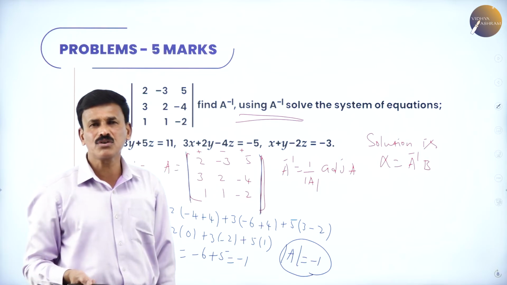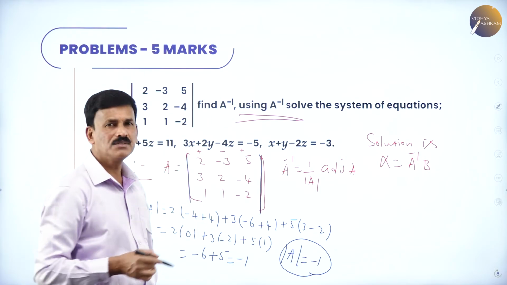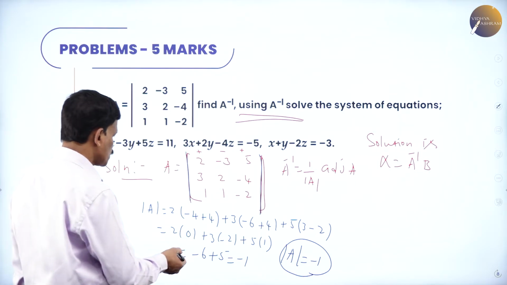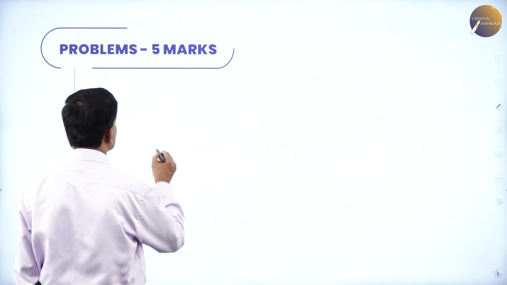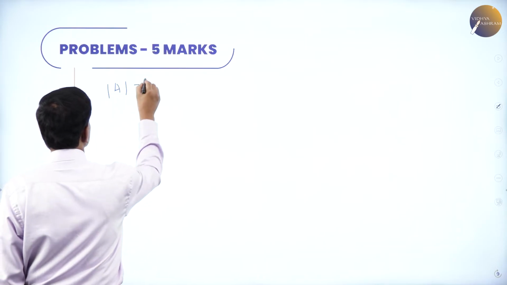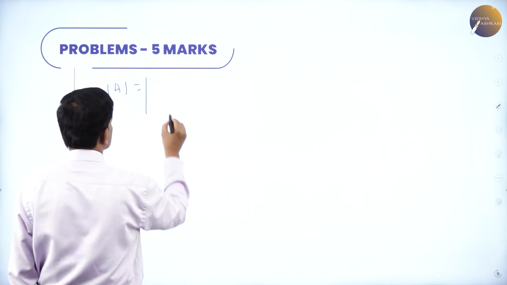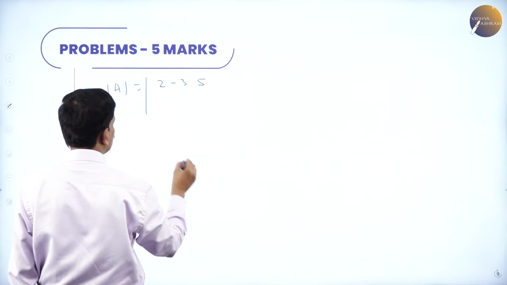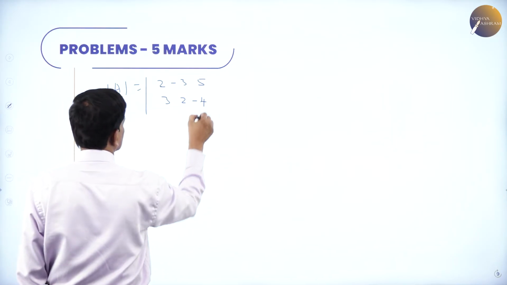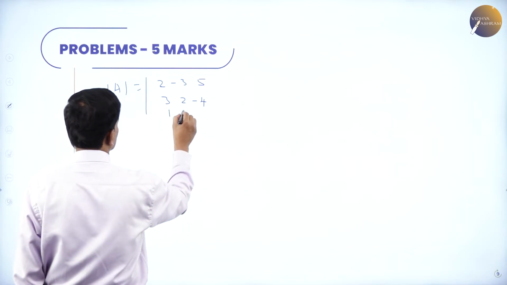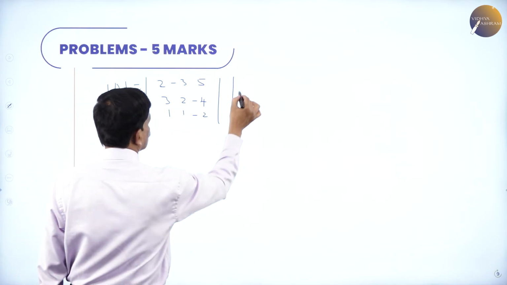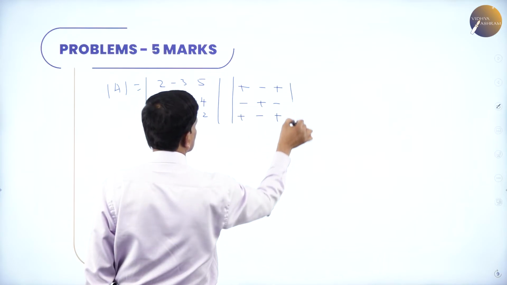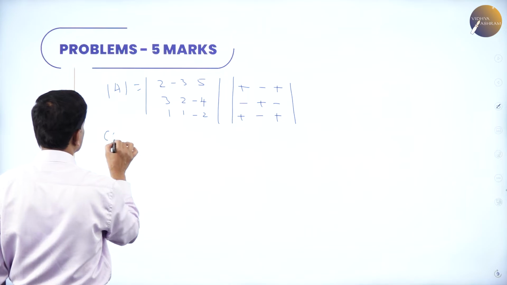Okay, now just find out the cofactors. You will get the inverse. That's it. Let us find out the adjoint for this. Now, let me go to the next page. I will take this A matrix. Determinant of A is equal to 2, minus 3, 5, then 3, 2, minus 4, then 1, 1, minus 2. Now, write down the signs of the cofactors: plus, minus, plus, minus, plus, minus, plus, minus and plus. Diagonals are positive.